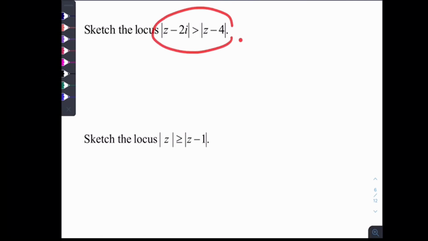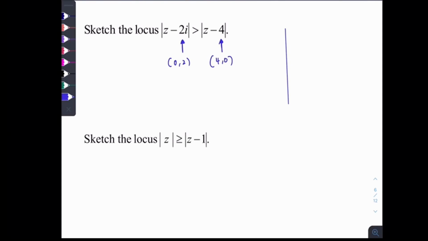So as usual, you have to figure out what's the point A and the point B. For this point, it should be 0, 2. As for this point, it should be 4, 0. Alright, so let's sketch over here. 1, 2, 3, 4, that's 4, 0. The other point is 0, 2. So connect these 2 points by using a dotted line. And then roughly at the midpoint here, you draw a perpendicular bisector.